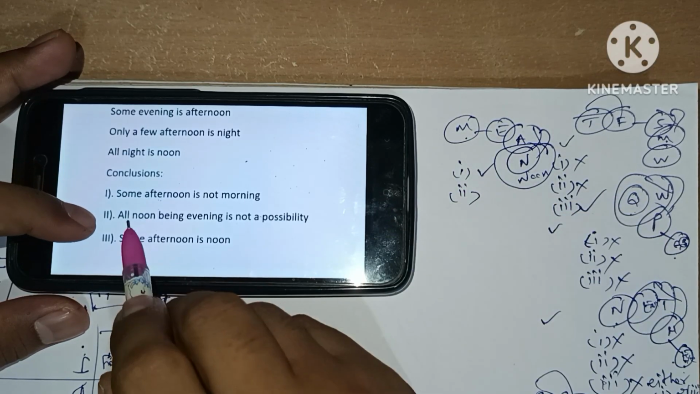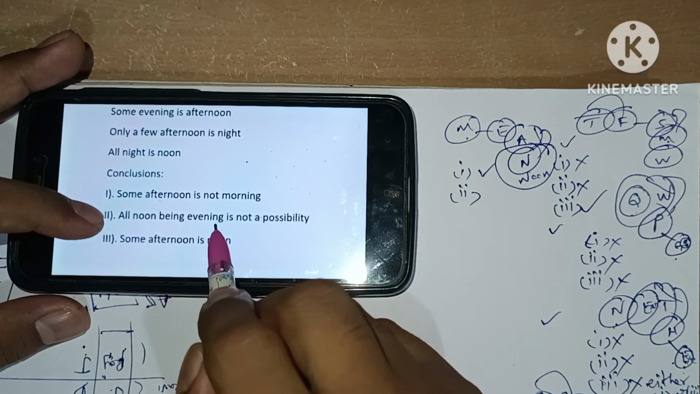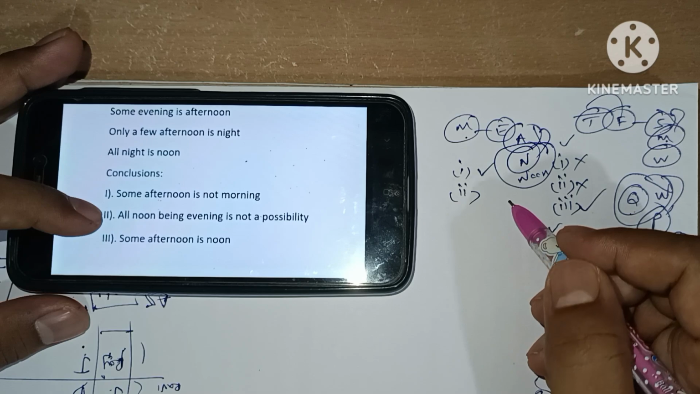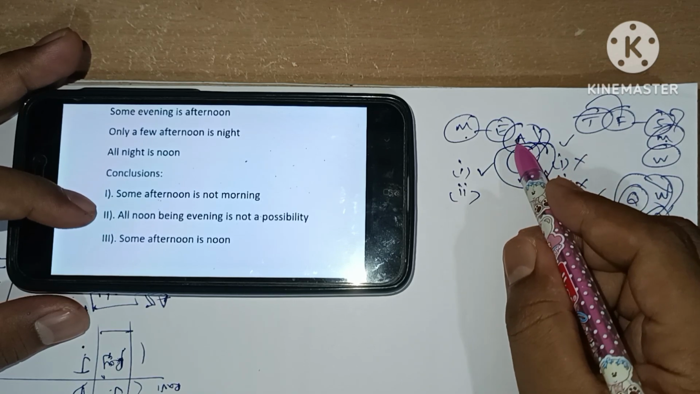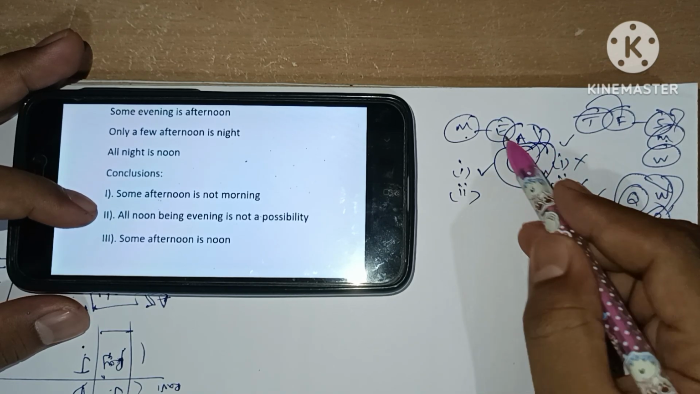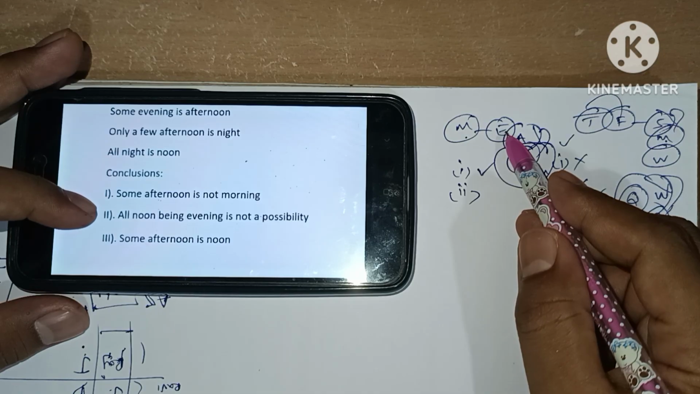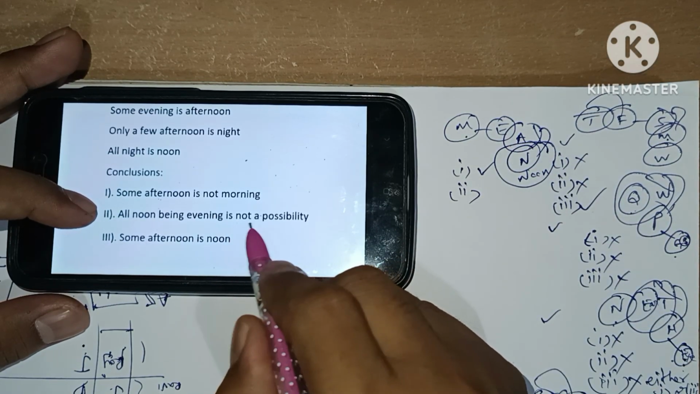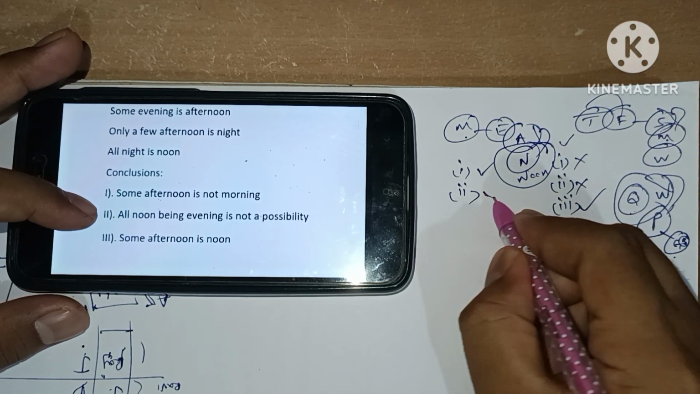Second conclusion. All noon being evening is not a possibility. All noon can be evening. Is it possible? Yes, it is possible. All case possible means this is not possible, means false.